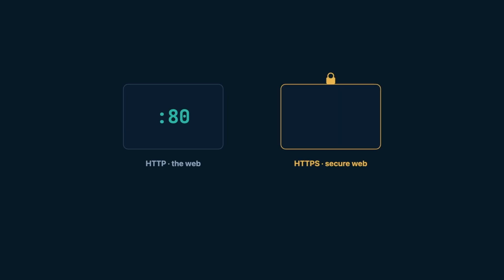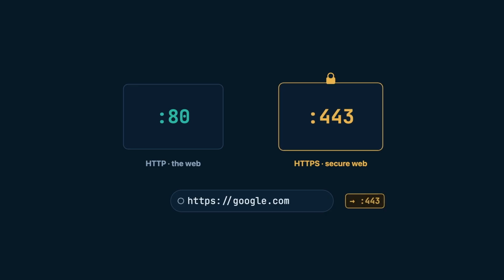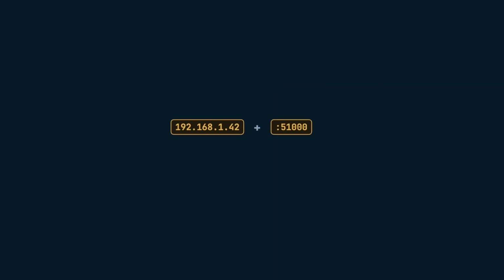And some ports are famous. An HTTP website lives at port 80. The secure version, HTTPS, at 443. That's the secret reason you never type a port for a website. Your browser already knows which one to reach for. Put an address and a port together and you've got the exact endpoint. One app on one machine. That pair has a name, a socket.